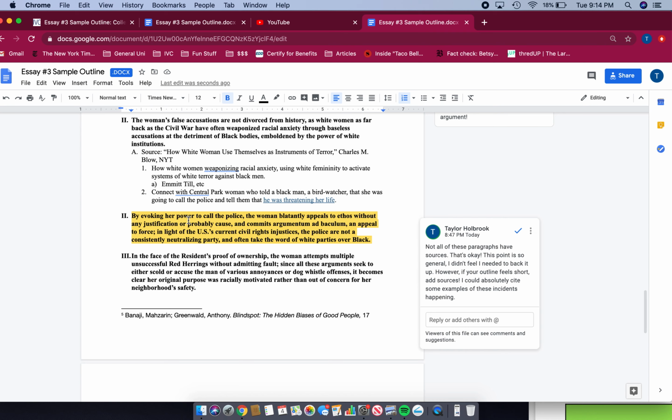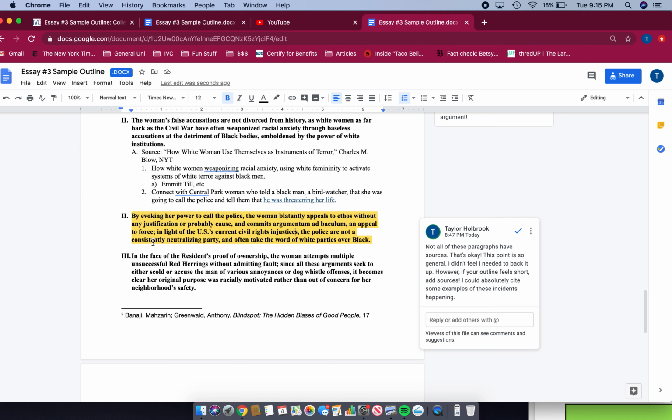My next one talked about evoking power to call the police and how she appeals to ethos, when you're just saying, oh, I'm going to tell mom, without justification, and also an appeal to force, especially in light of what's going on right now. You just can't call the police on a Black man right now without thinking about what's involved in that, especially in light of how many cops, I'll just say it, do listen to the person who's white instead of the person who's Black. I didn't really feel that I needed to give sources for that.